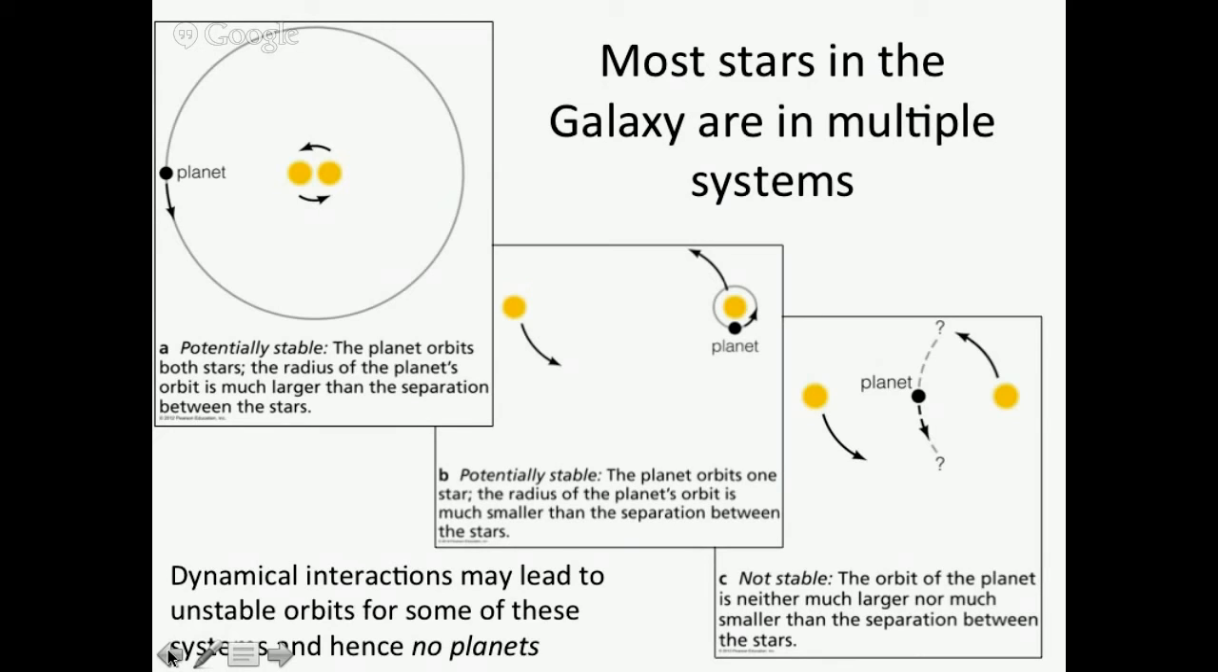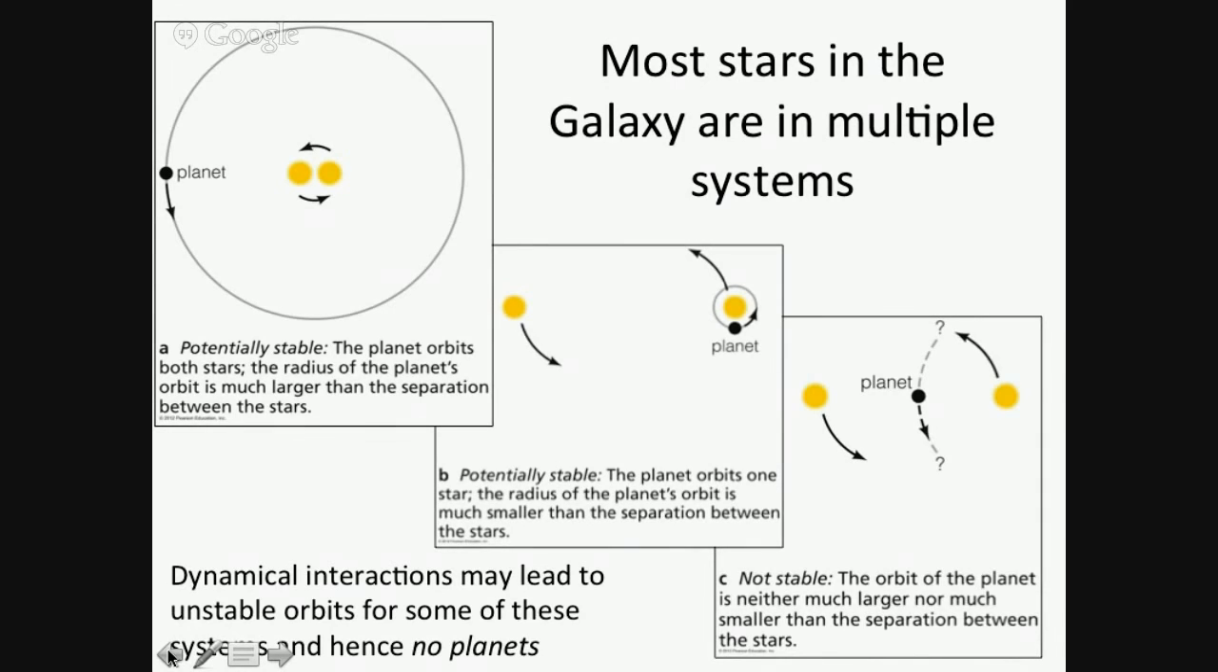But if that's the case, they're not going to be stuck in the habitable zone very long, because they're going to go shooting out into deep space, and that's kind of it for habitability. So whether you're orbiting a single or multiple star is something that's really important as well. And importantly, most stars in the galaxy are in multiple systems. So this starts to restrict the number of places where you expect to have planets.